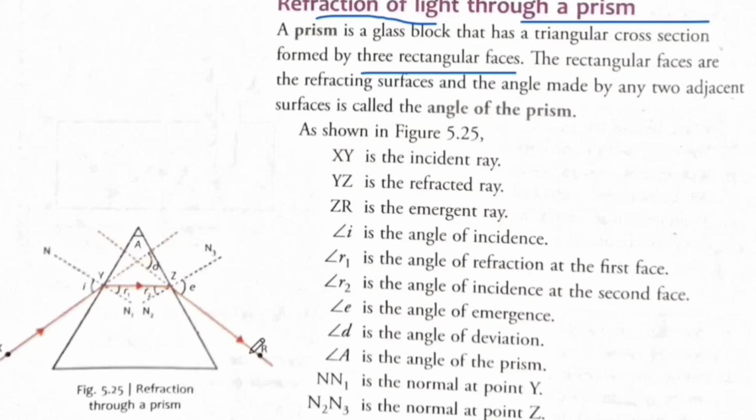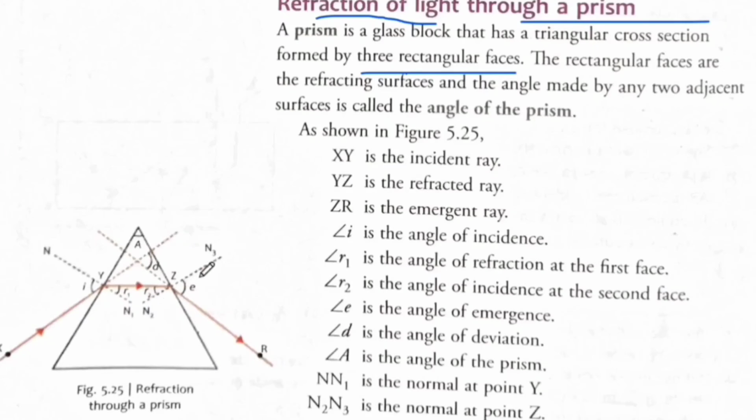And when it is going out, this ray is called the emergent ray. The emergent ray has made an angle with the normal, that is e. This angle is called the angle of emergence. But this angle r2 is called the angle of incidence at the second face.